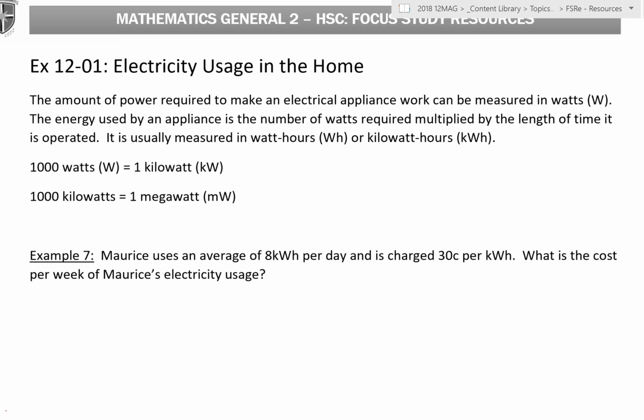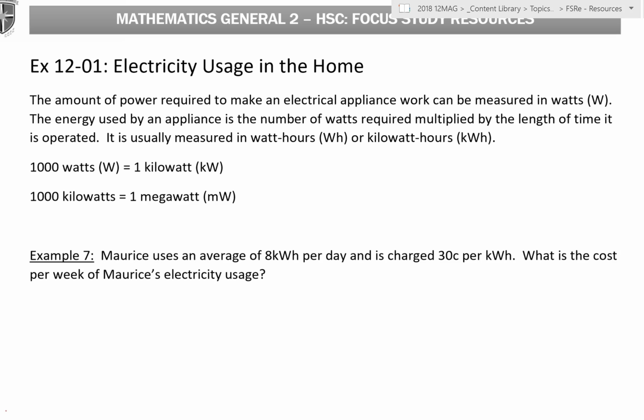Now, typically, most appliances are rated in watts, but our energy consumption is mostly measured in kilowatt hours. So a kilowatt is 1,000 watts. So to calculate our energy consumption for an appliance, we need to convert our power rating into kilowatts by dividing the watts by 1,000 and multiply that by the number of hours it operates.